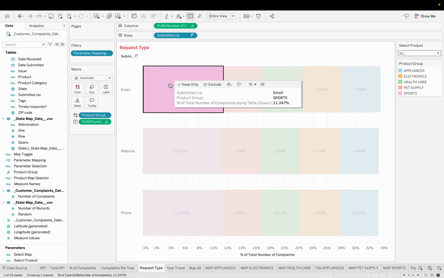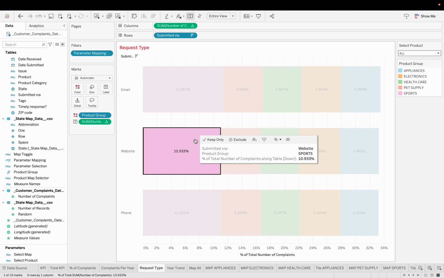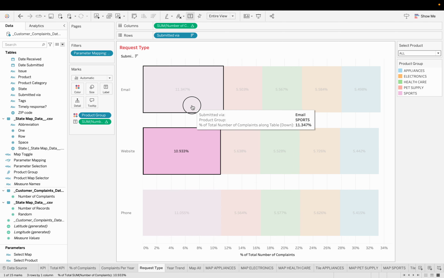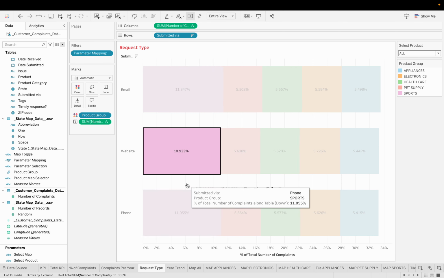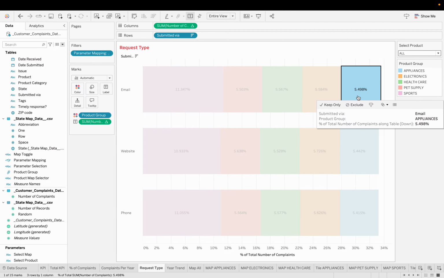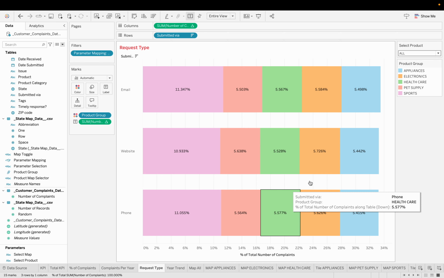So most of the complaints are from sports, very visually apparent, right? Most of the complaints are for sports, and it's leading in each category. All of the complaints in email, website, and phone, the majority of those are coming for sports reasons. And as you can see, appliances is very low. Overall, we can conclude that people don't really have as many complaints appliances wise. So that's a great way to look at things.